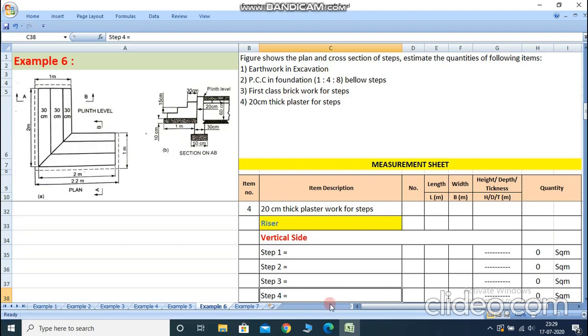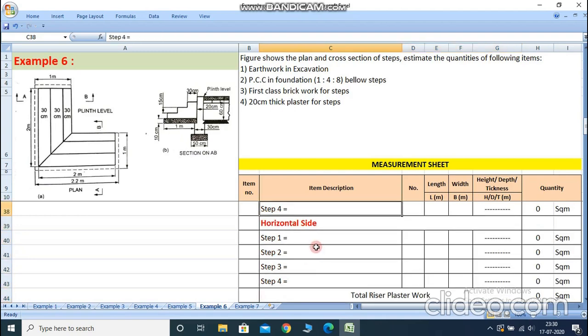Clear? So here for the vertical side, step 1, 2, 3, 4 and the horizontal side, step 1, 2, 3, 4, both values we got are the same. But for your knowledge we calculated separately. So we calculated first the vertical side for step 1. Vertical side means, see this cursor point, the 2 meter side for a riser, this portion. Clear? So the length is already given, 2 meter.